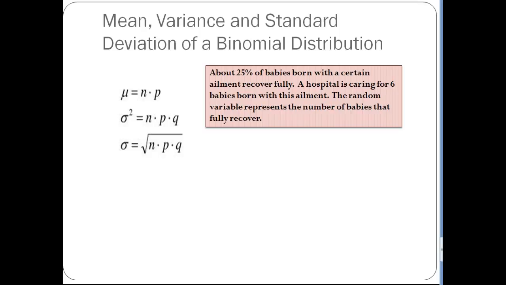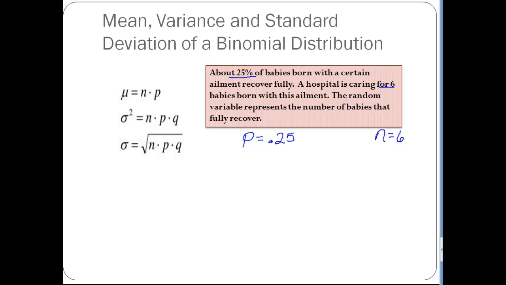Okay, so we know this is a binomial experiment because we have a set number of trials. We have 6 babies. There's an ailment and there's a success or a failure. Either they do or they don't fully recover. And our probability is 25%. So in this case, our p, our probability, is 0.25. Our n is 6. So we're given our n, and you'll always be given n. You'll also always be given p.